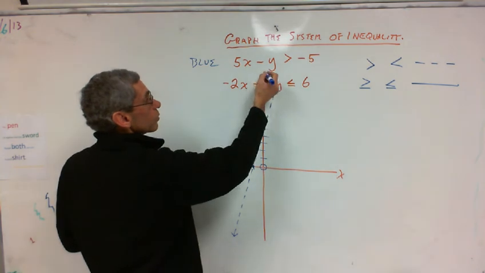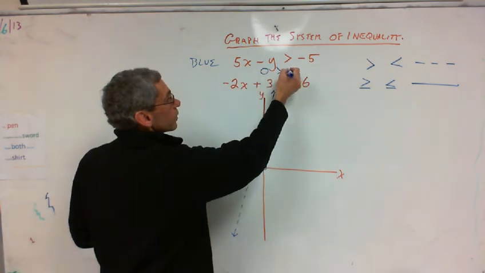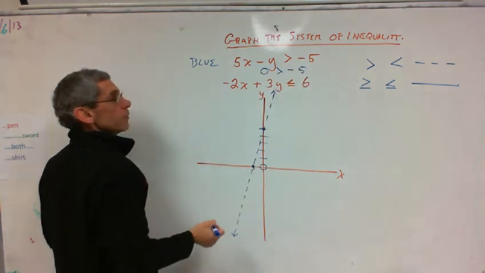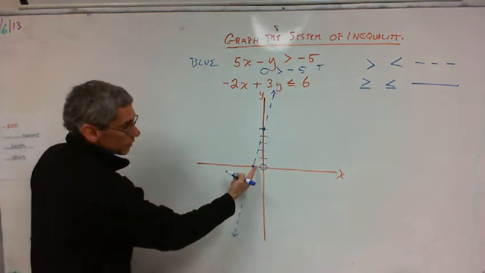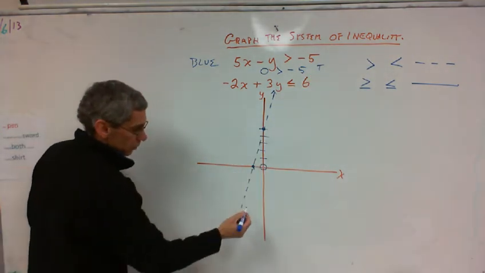So that all equals 0. So 0 is greater than negative 5. Is that true or false? That is true. It is bigger than negative 5. Therefore, I'm going to shade towards that point, towards 0, 0.